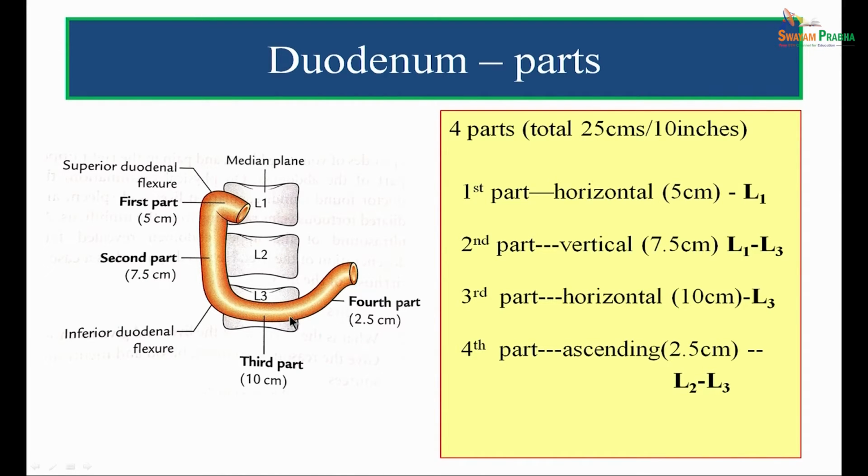The third part is the horizontal part which measures 10 centimeters in length, lies at the level of L3 vertebra, extends from the inferior duodenal flexure. This bend is formed between the second part and the third part, which is the inferior duodenal flexure, from where the third part of the duodenum commences and goes over to the junction between the L2 L3 vertebra, where it continues further as a fourth part of duodenum. The fourth part is the ascending part of the duodenum, which measures 2.5 centimeters in length, and it further continues as the jejunum. So, this is about the parts of the duodenum and each one's extent and dimensions.